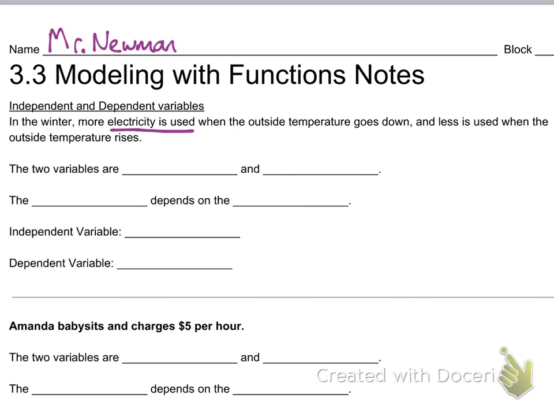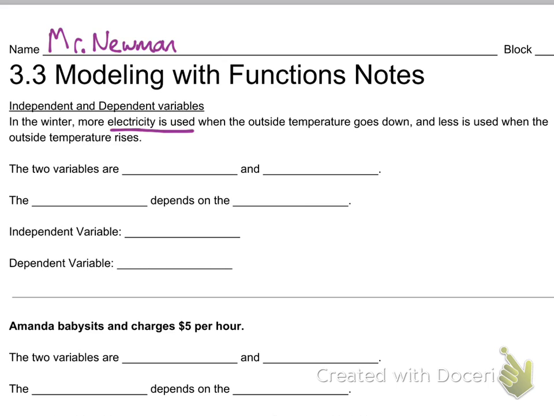So we've touched a little bit on functions in class, but let's figure out how we use these in situations. First thing we need to talk about are independent and dependent variables. In the winter, more electricity is used when the outside temperature goes down and less is used when the outside temperature rises. So, what's going on here?